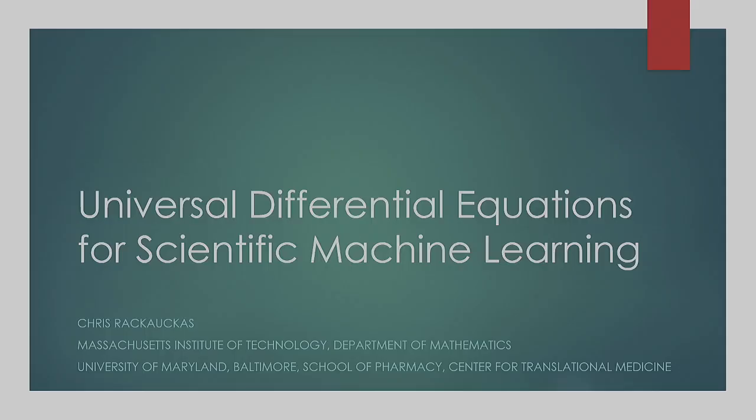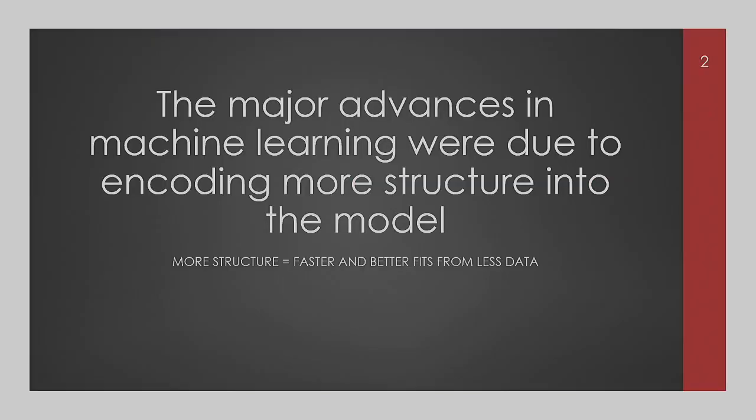So what I want to go through is this new paper that we put out on universal differential equations for scientific machine learning. The basis behind all of it, the one takeaway, is that the major advances in machine learning were really due to encoding more structure into the model, right? So we want to look at problems where we don't have the correct structure from before and analyze how we add real structure that we know about to the models that we're doing, to be able to improve the learning, right?